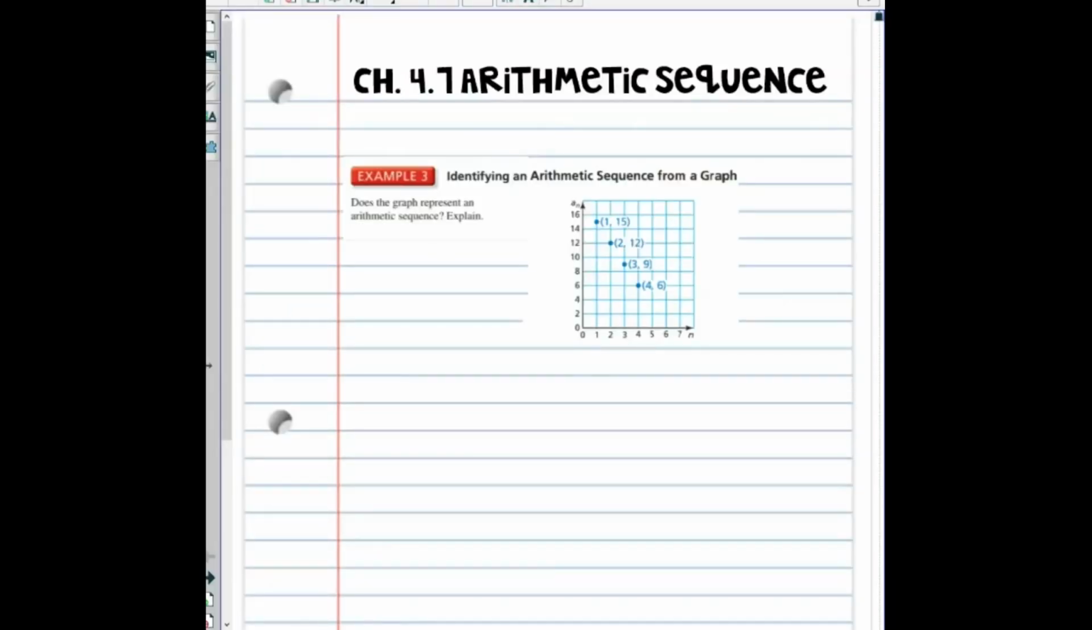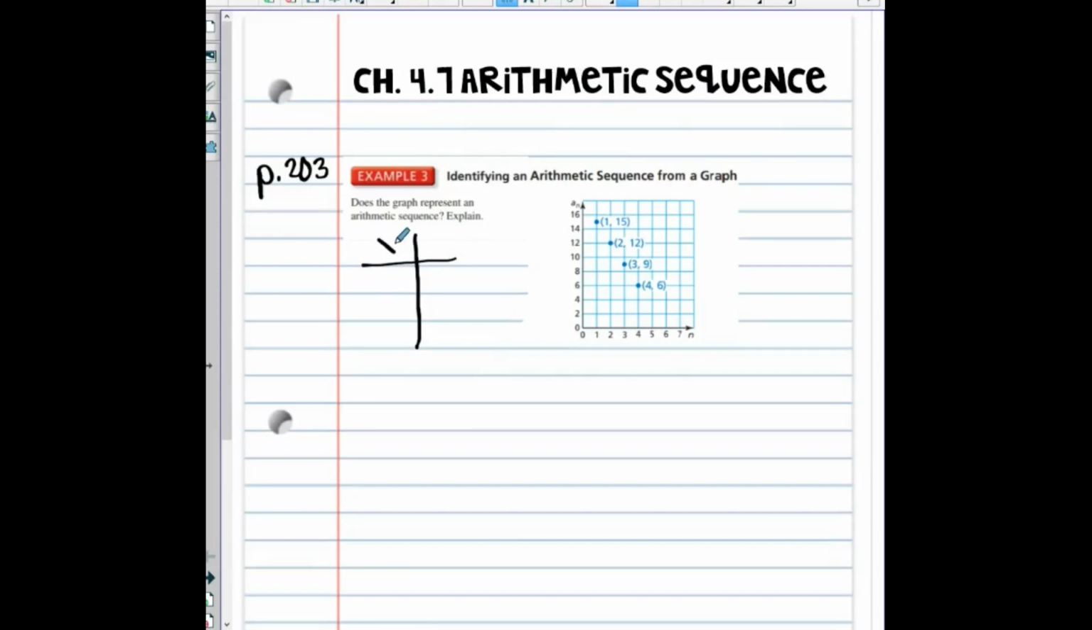If you have to look at a graph and it says, does the graph represent an arithmetic sequence? Now, just looking at the graph, you can tell if it's an arithmetic sequence or not. The way you can tell is that the points lie on a line. If they make a straight line, then yes, it is an arithmetic sequence. Okay, to prove that it's an arithmetic sequence, what you want to do is look at the points, okay? And you can make a table based on those points.